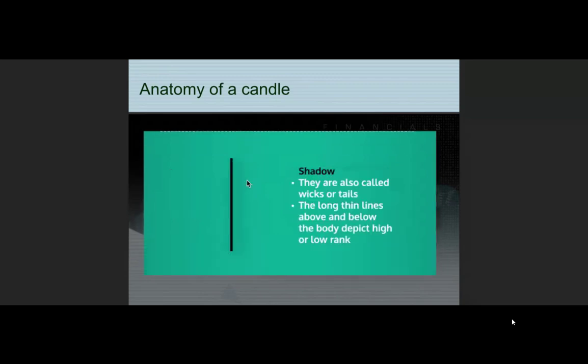Now, there are a number of names for this part of the candle, and it's sometimes called a shadow or a wick or a tail. I commonly use wick, but that's not important. And those are the long lines that come above and below the body of a candle. And like we said, those are going to represent our high and low for the day.